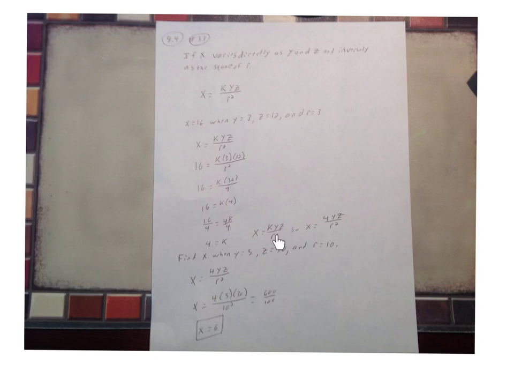And so here's the general equation, and I substitute in 4 for k. So we have x equals 4yz over r squared. So we want to find x now when y is 5, so I substitute in 5 for y, z is 30, and r is 10. This will be 10 squared. So I multiply the numerator, I get 600, 10 squared is 100, I divide and obtain 6.